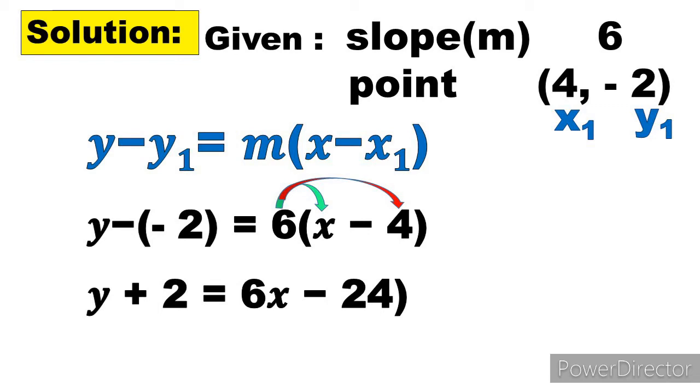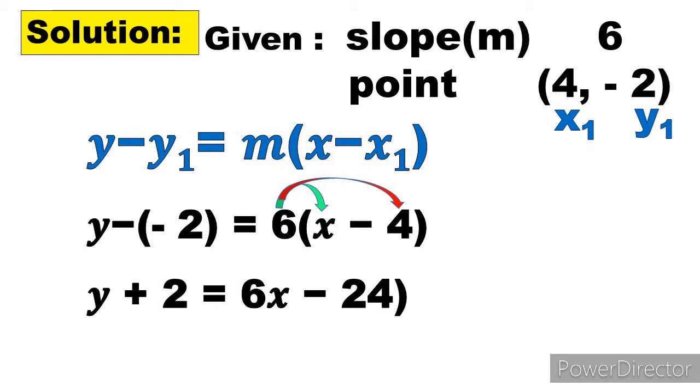Okay, i-rewrite natin ang y minus y sub 1 is negative 2. So, we write negative 2 equals m is 6 and then times the quantity of x minus x sub 1 is 4. And now we have the equation y minus negative 2 equals 6 times the quantity of x minus 4. And then we simplify.